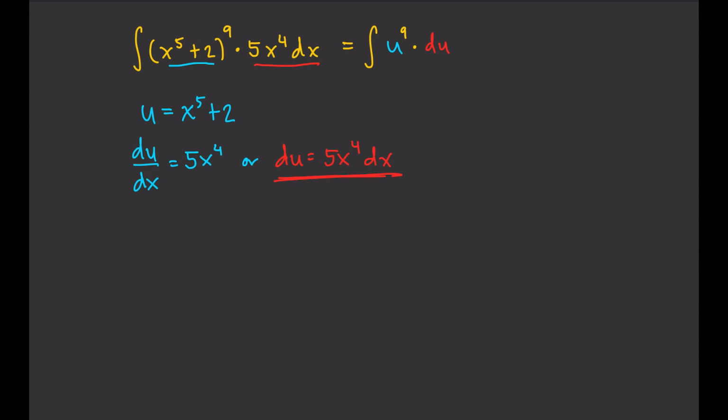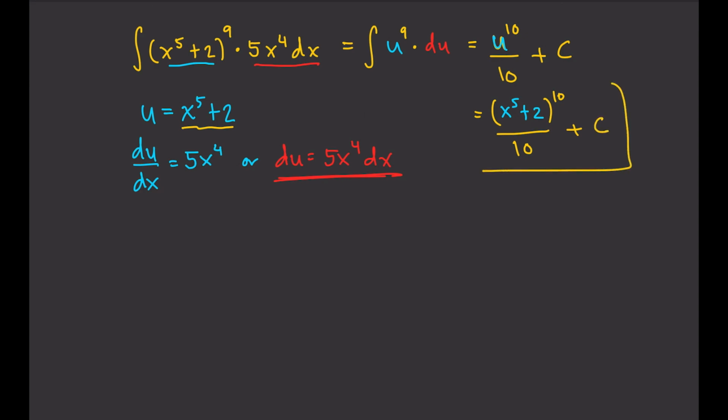Well, we know how to find the antiderivative of that. That will be u to the power of 10 over 10 plus c. Okay, let's use color blue. Okay, u to the power of 10 over 10 plus c. And then we're gonna substitute back our u. Our u is x to the fifth plus 2, to the power of 10 over 10 plus c. And that is our final answer.